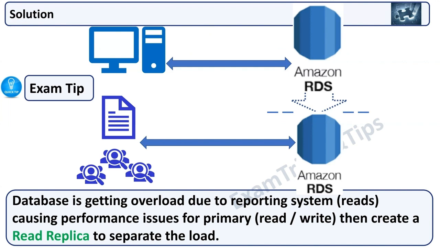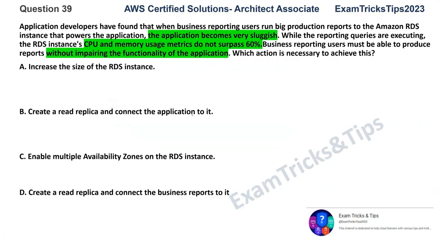Whenever your database is getting overloaded due to reporting systems and transactional systems accessing the same database, you need to basically separate the load and create a read replica, connect the read replica to the reporting system, and keep the main primary database connected to your transactional system. So that's what the answer would be. Let's see what options we have here.